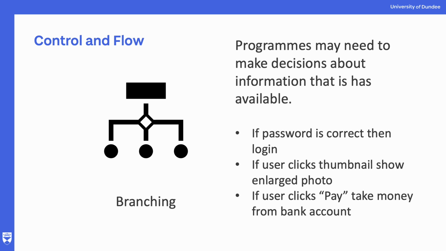This is where programs might need to make some decisions about information that's available. For example, if the password is correct, then run a login procedure. There might be an image, and if you click on that image, then display something larger. You might click pay, and that would begin the execution of the code that would take money from your bank account. So all of these are examples where, if something is true, a particular piece of code or a particular operation can take place.